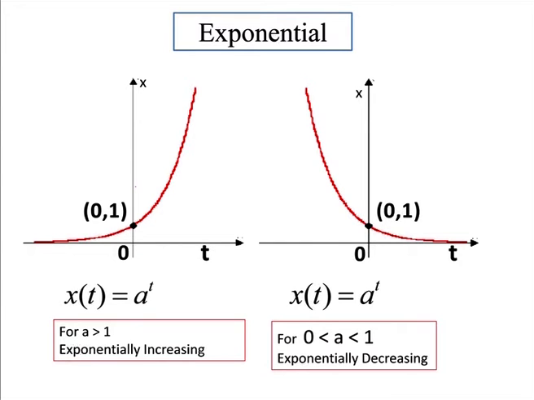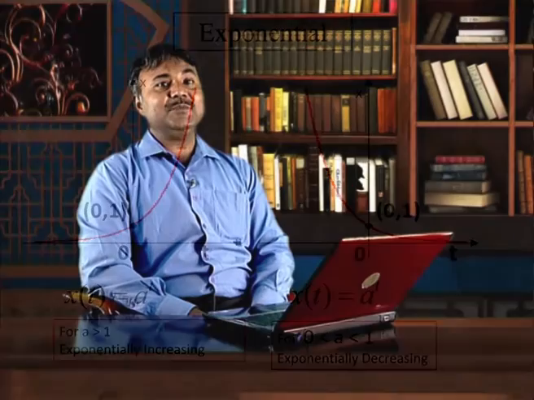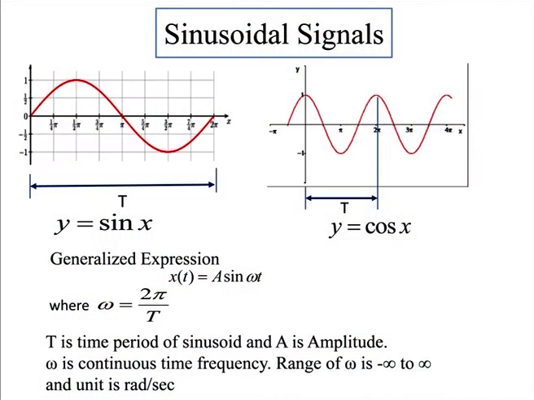But if a is less than 1, say 1 by 2, then if you increase the power, it will be decreasing, it will be dying out. If a equals 1 by 2, then 1 upon 2 to the power 2 is 1 by 4, 1 upon 2 to the power 3 is 1 by 8. So this is decreasing. We can say this is a decaying exponential and the left one is a growing exponential. In the next slide, we will see sinusoidal signals.